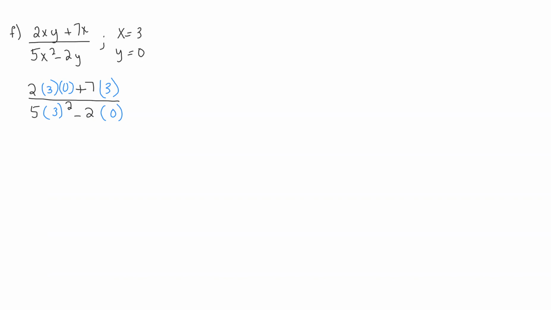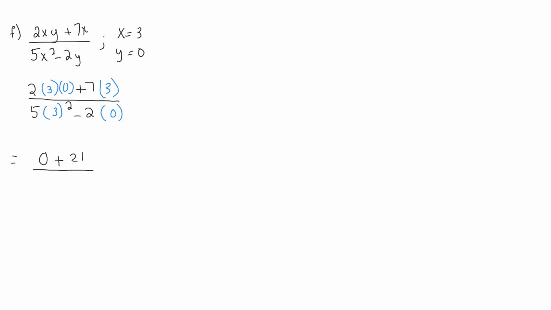So in the numerator, we have multiplication and we have addition. So we've got to do the multiplication first. First I have 2 times 3 times 0. Well, 2 times 3 is 6, but multiplying it by 0, I just get 0. There we go. So I get 0 plus, and then 7 times 3 is 21.